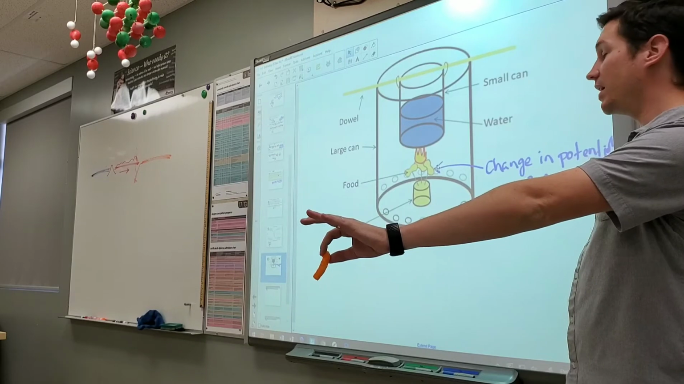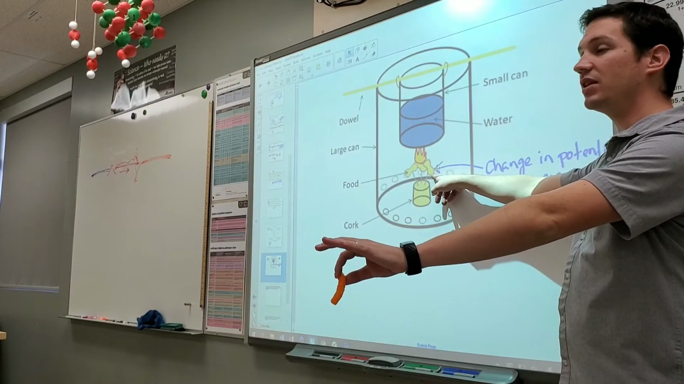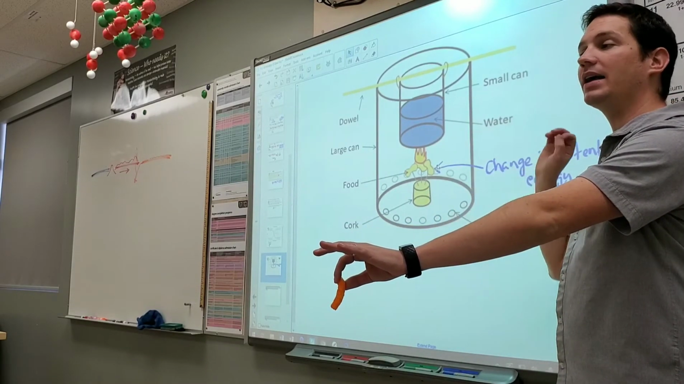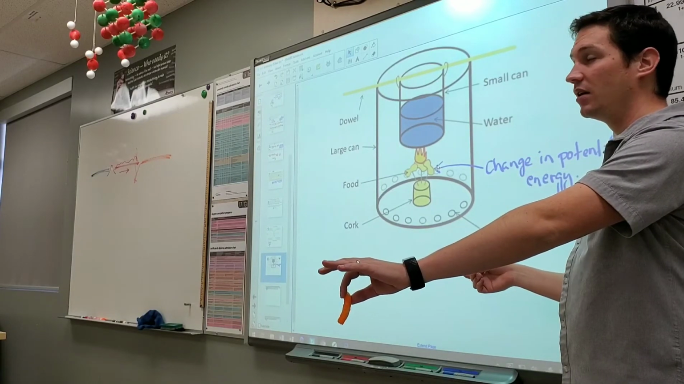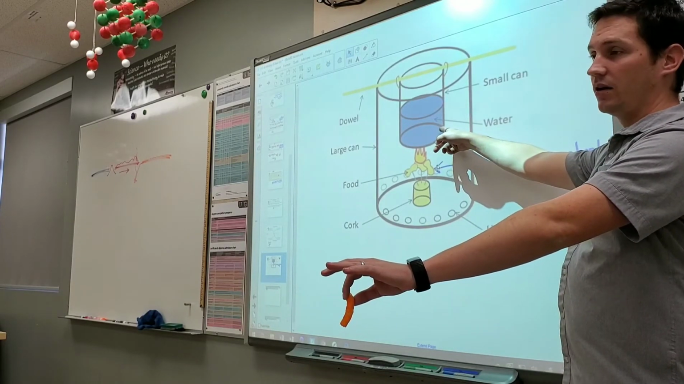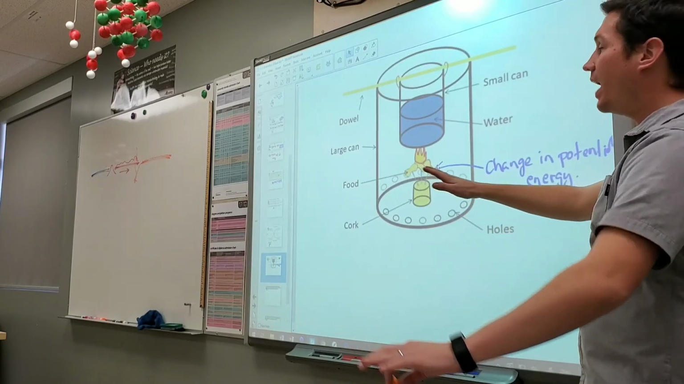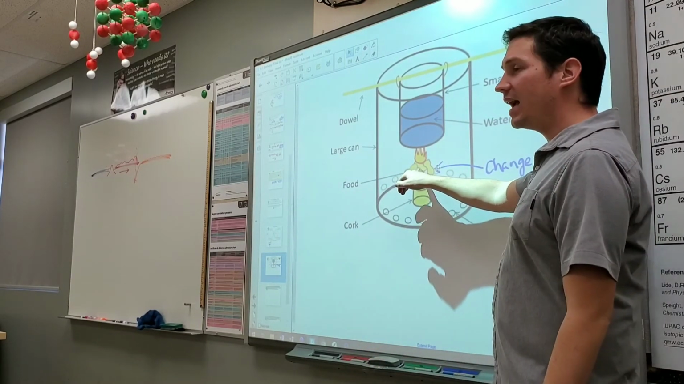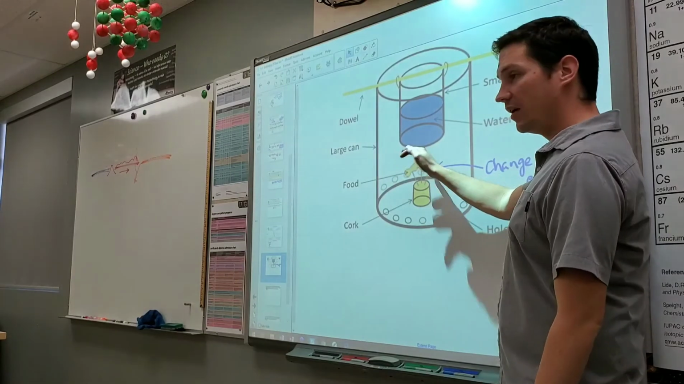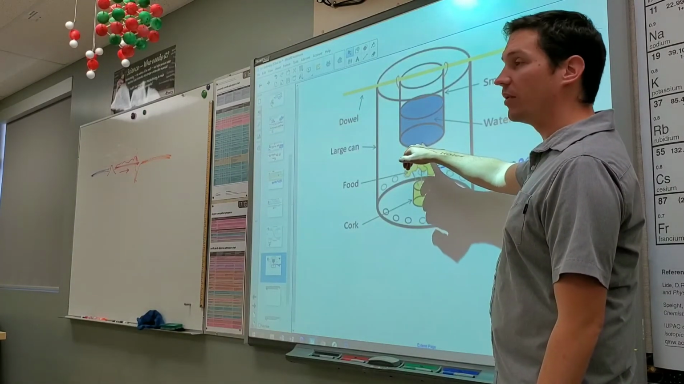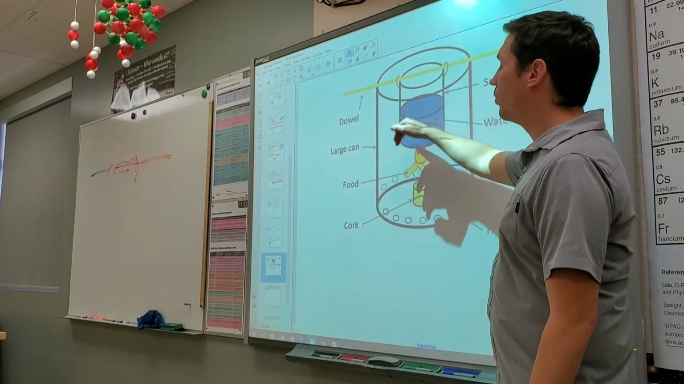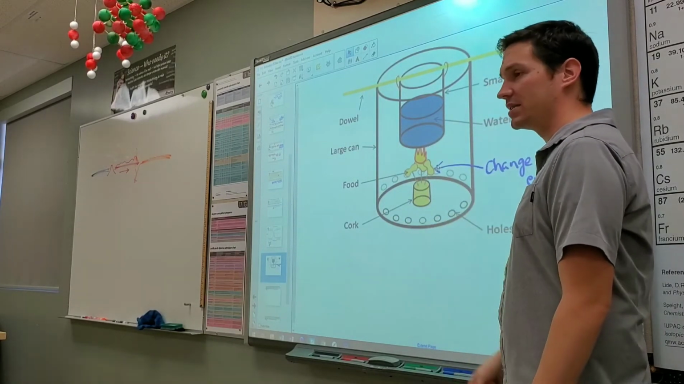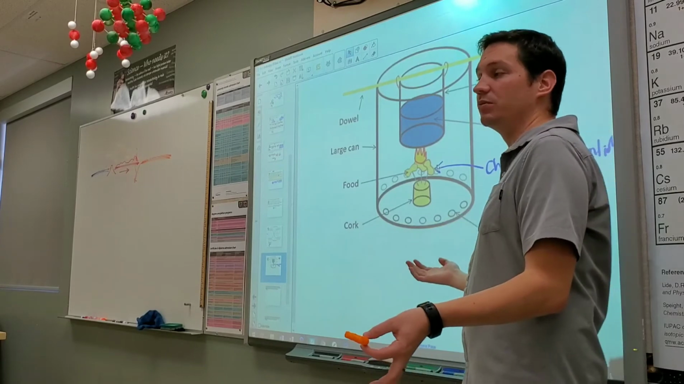The change, if I can't measure the change in potential energy of this thing, I can measure the change in kinetic energy of the water. What we have to do is assume all of the energy from the Cheetos is released in the form of heat. And we have to assume, even though it's not true, that the water absorbs all of this energy.